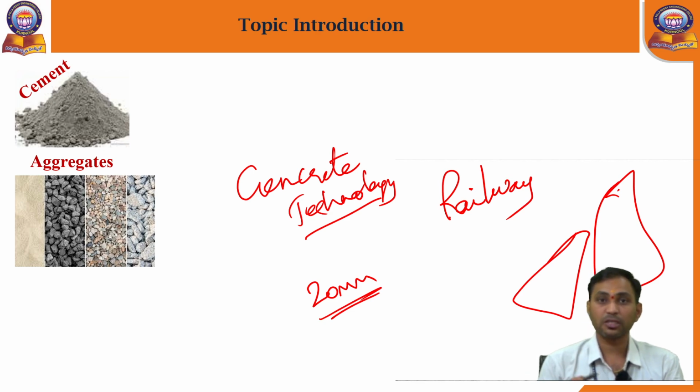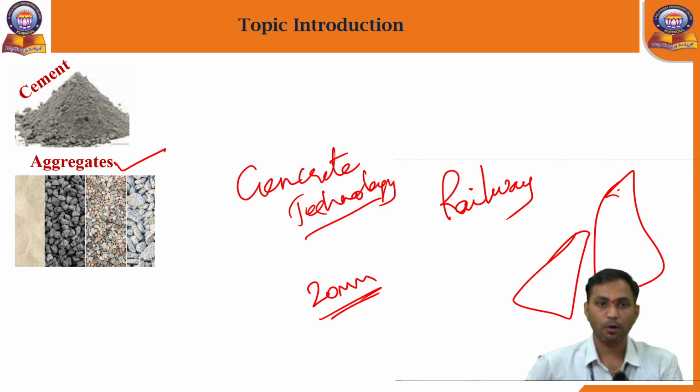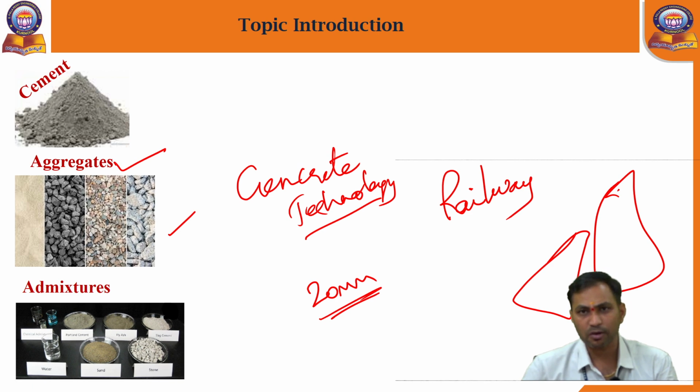These are the topics which will be discussed in the aggregate lecture. There are different types of tests conducted on aggregate material. Next, the third topic is admixtures. In course outcome 3 that we have discussed, the student will understand the concept of special concrete. Special concrete means, what are the differences between normal or traditional concrete and special concrete?